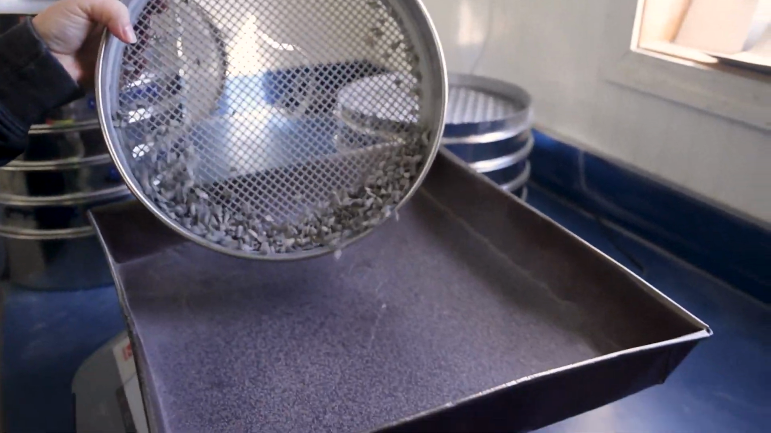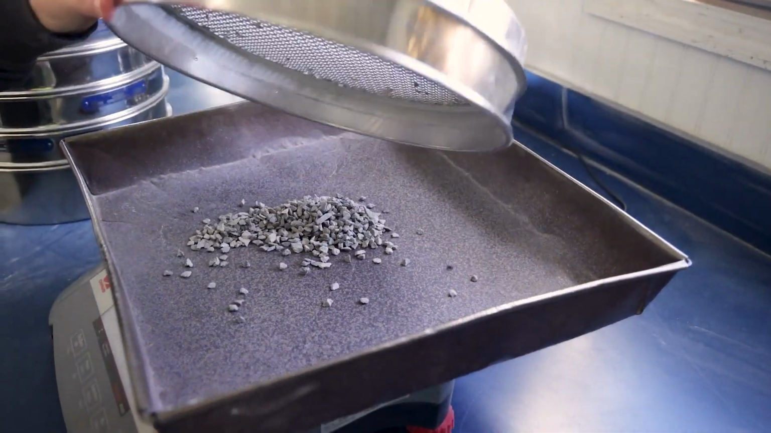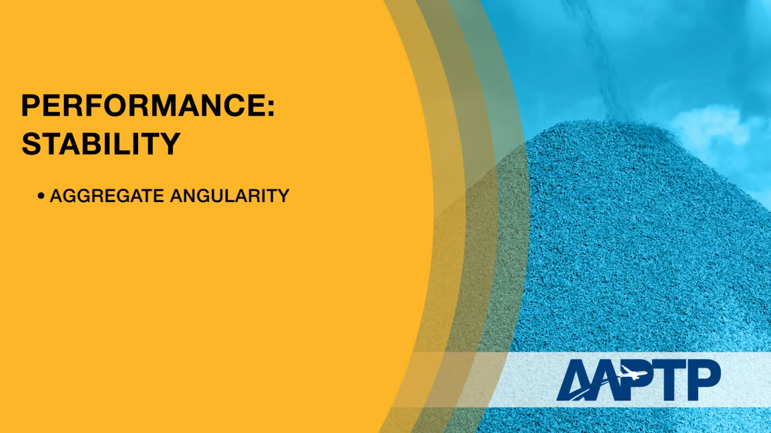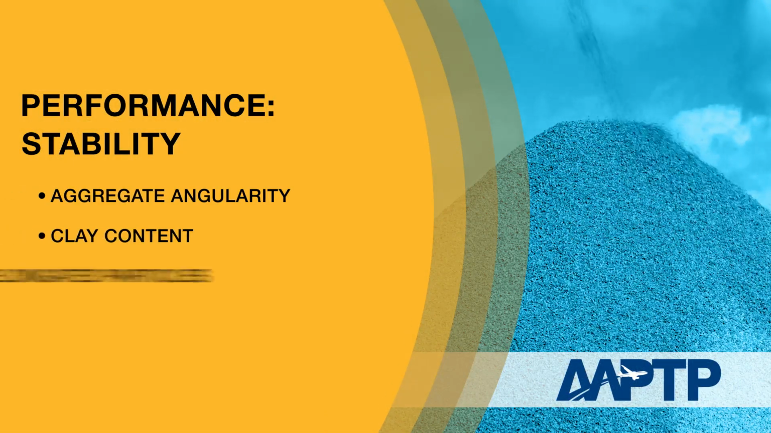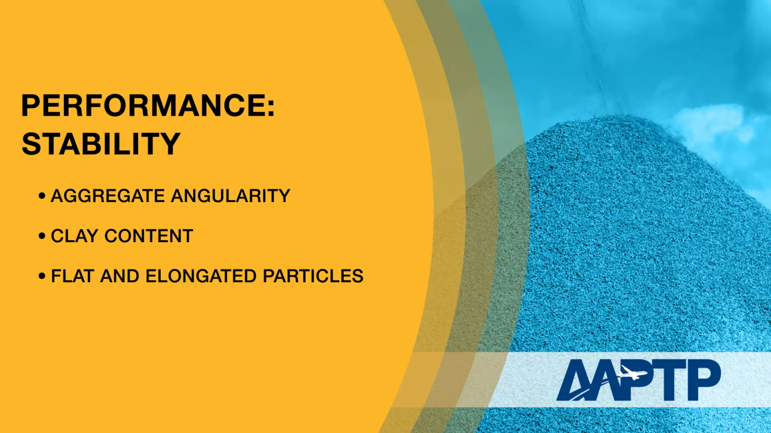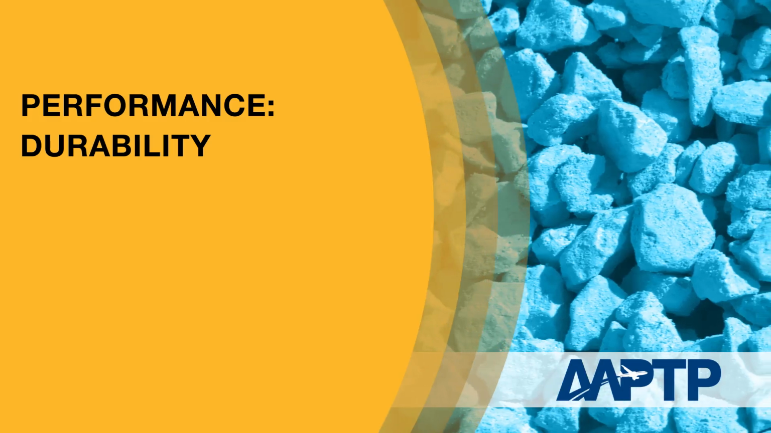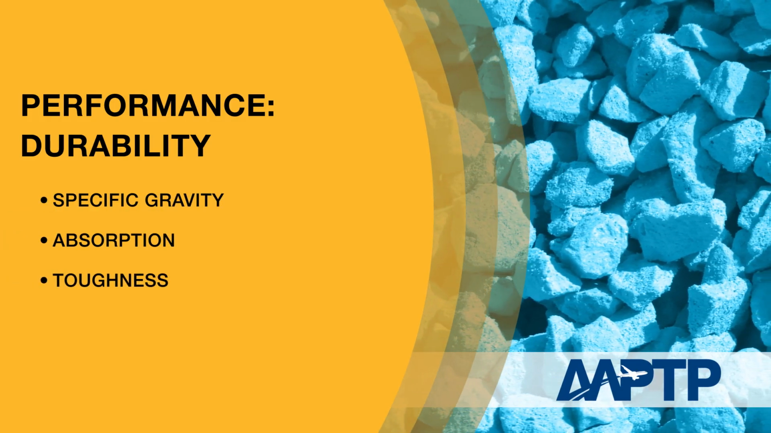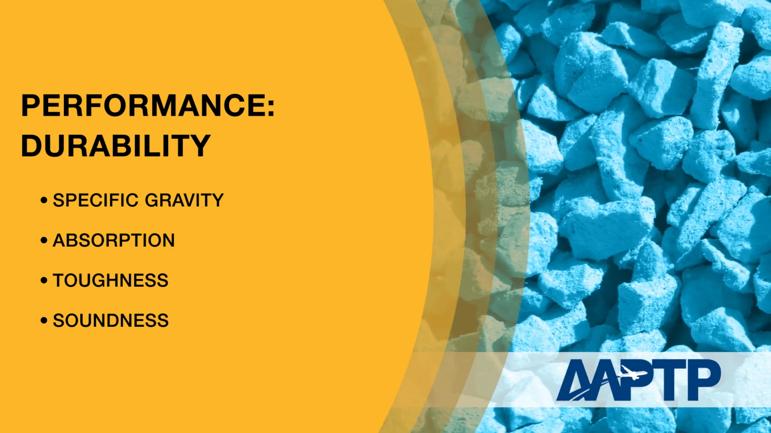Aggregates possess many characteristics other than gradation that influence asphalt mixture performance. For example, aggregate angularity, clay content, and the presence of flat and elongated particles all impact stability. Other aggregate characteristics identify specific gravity, absorption, toughness, and soundness as important for durability.